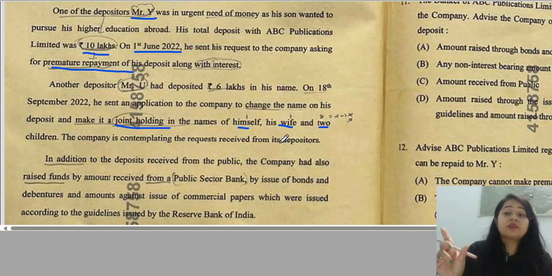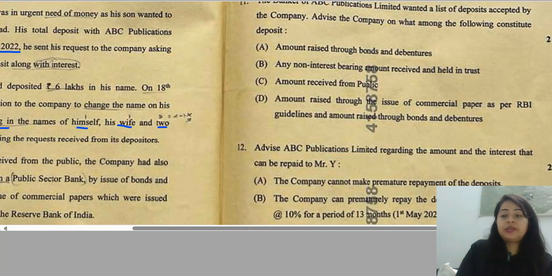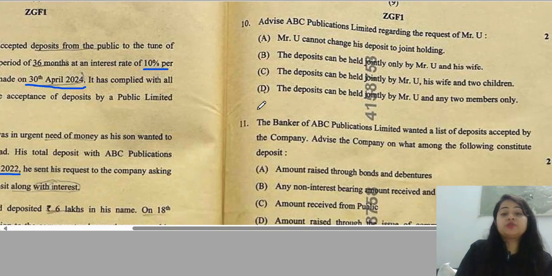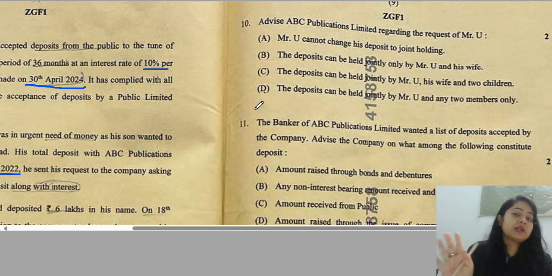Now with respect to that also we have an MCQ. Okay, so see, with respect to deposits, how many maximum joint holders can be there? So the rules say that maximum 3 joint holders can be there. All right. So let's look at the MCQ. Here this person wants to have 4 joint holders, himself, his wife and 2 children. Is it allowed? No. He can have only 3 joint holders.